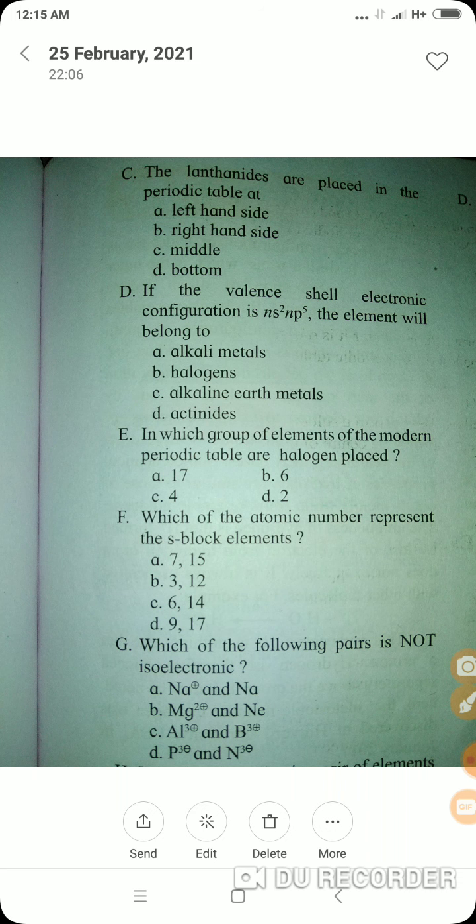When we observe the other three options, all three contain the same number of electrons, so they are isoelectronic. And option A is not isoelectronic, so option A is correct.